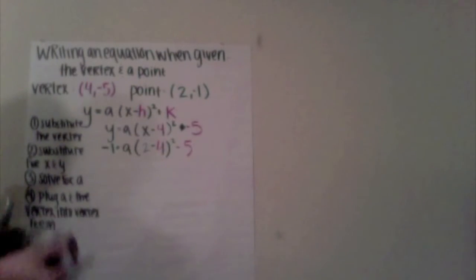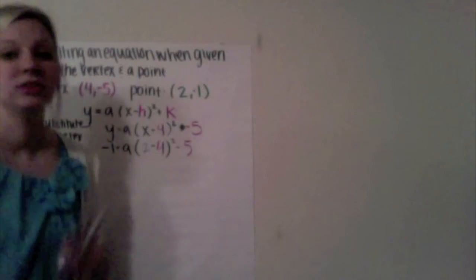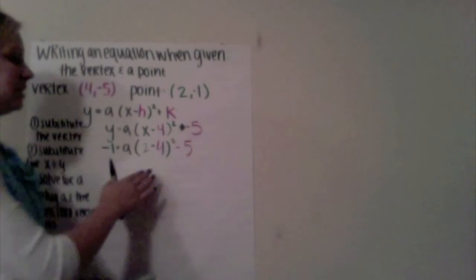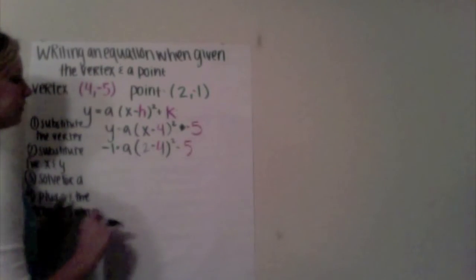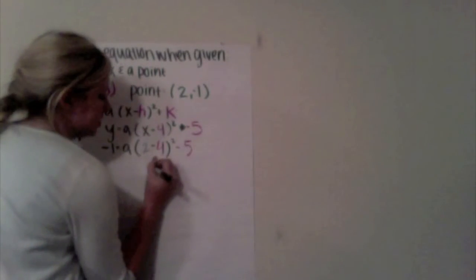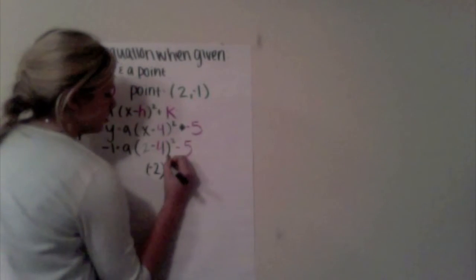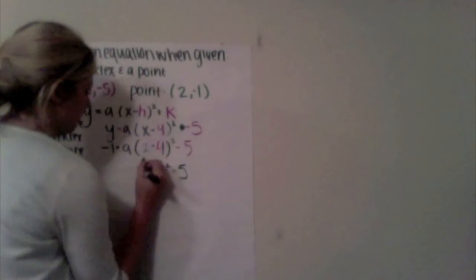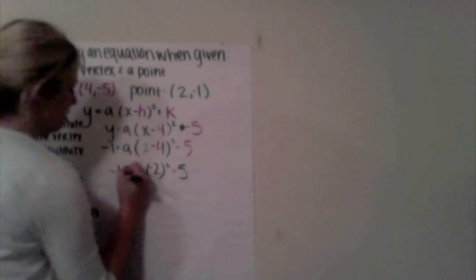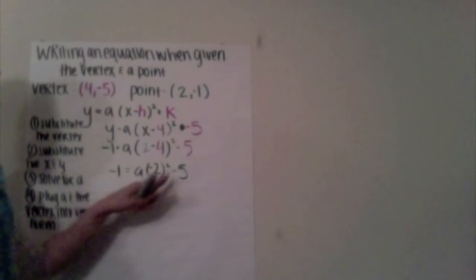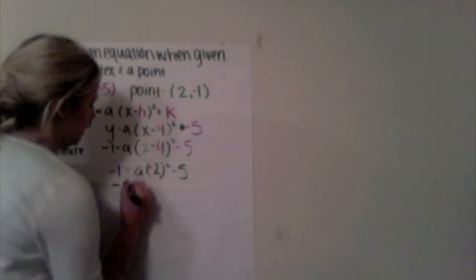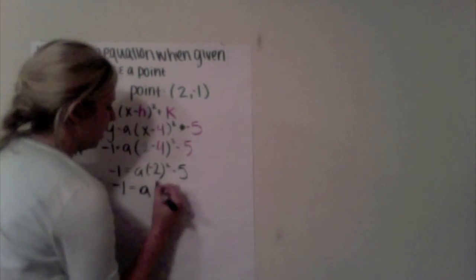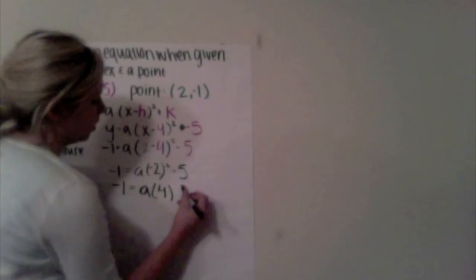So to solve for a, we want to get a by itself. So the first thing that we're going to do is what's inside of the parentheses, because we're following the order of operations. So we have 2 minus 4, which we know is negative 2. That is all squared, subtracted by 5. So then now we have an exponent. So the next order of operations would be that negative 2 squared. So we have negative 2 squared equals positive 4. And there's still that minus 5 out there.